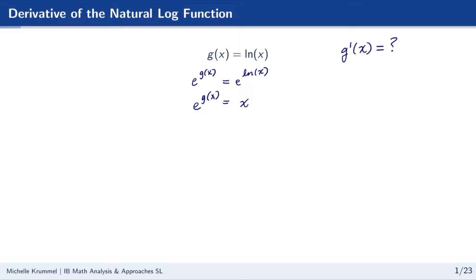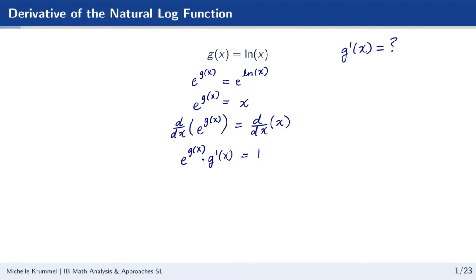Now we know how to find the derivative of an exponential function. That's one of the rules we've already looked at. And we know how to take the derivative of x on the right-hand side of the equation using our power rule. So let's go ahead and take the derivative now of both sides of this equation. So we're going to take the derivative with respect to x of e to the power g of x, and we'll take the derivative with respect to x of x. So on the left, the derivative of e to the power g of x, we're going to use the chain rule here, is e to the power g of x times g prime of x. And on the right, the derivative of x with respect to x is just 1.